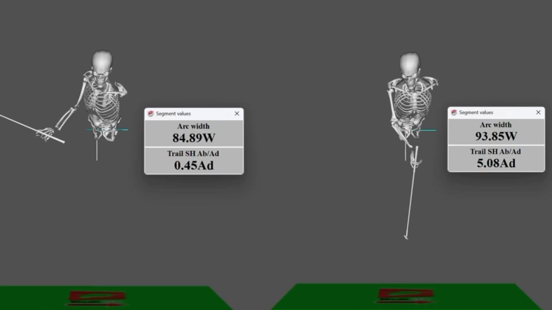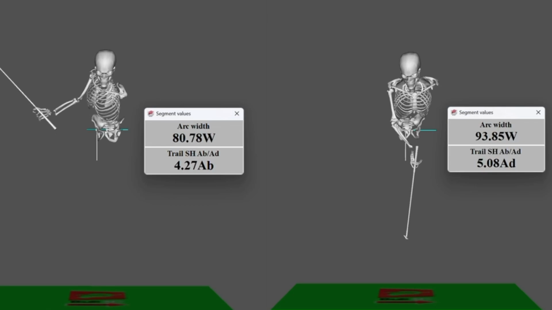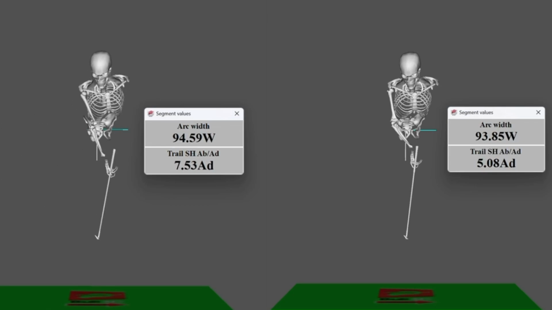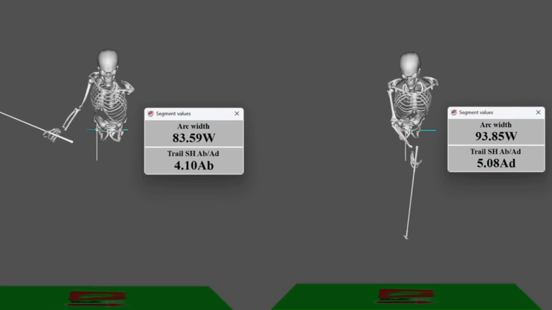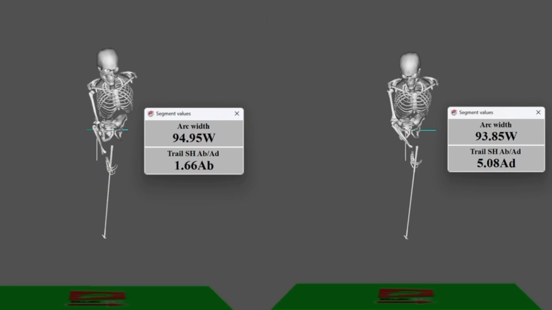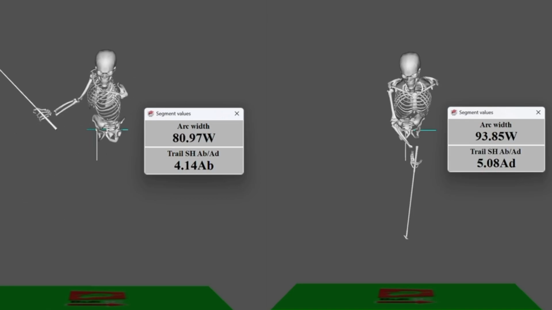As that trail arm starts to fall behind the player, we see that hand get a little closer. The arc width goes down to about 80 centimeters. We started off with 94. Now this player, because they're pretty good at what they do, has functional variability, which means they return that club to about 94 again at impact. But there is definitely a change.